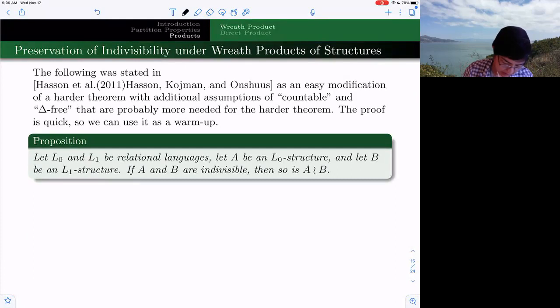Okay, so let's just work through this argument. I think it really gives us a taste of all of the arguments. It was stated in the Hasson, Kaplan, and Onshuus paper as an easy modification of a harder theorem that they were trying to prove. And I think it's so easy that one doesn't need these additional assumptions there. I'm sure they would agree. So why don't we just go through it, because it will just take this little piece of paper. If you have two structures, possibly in different languages, and you make the signatures disjoint, and each of those is indivisible, then the wreath product of the structures should be as well.